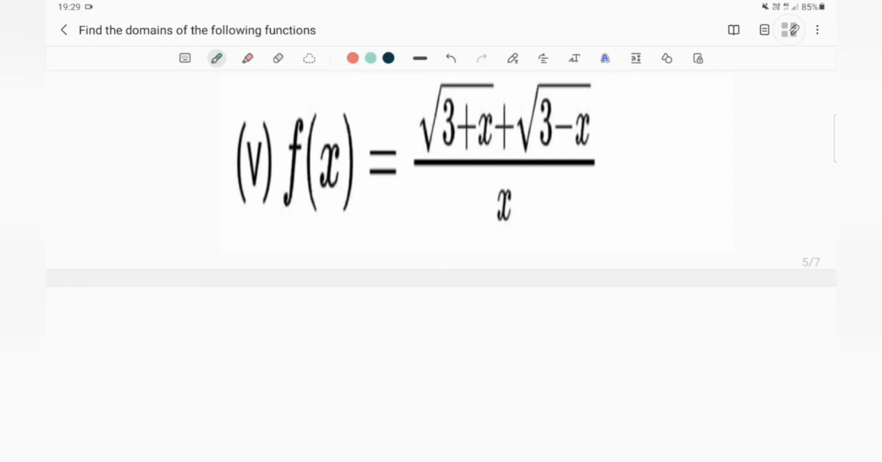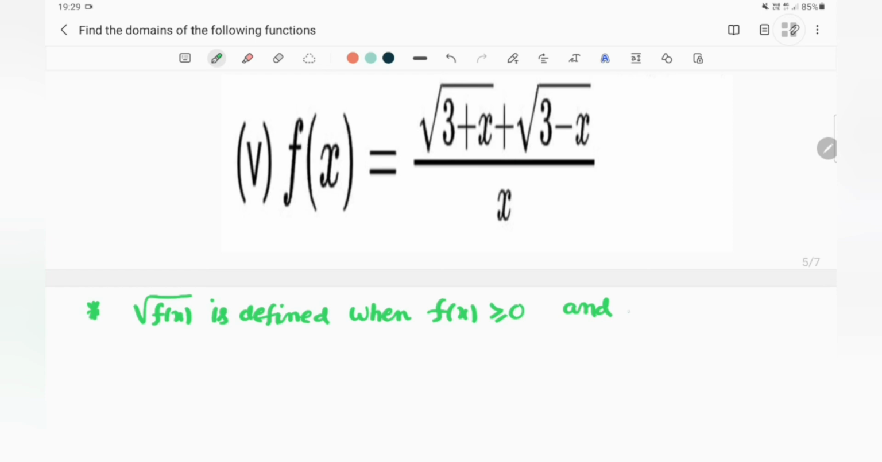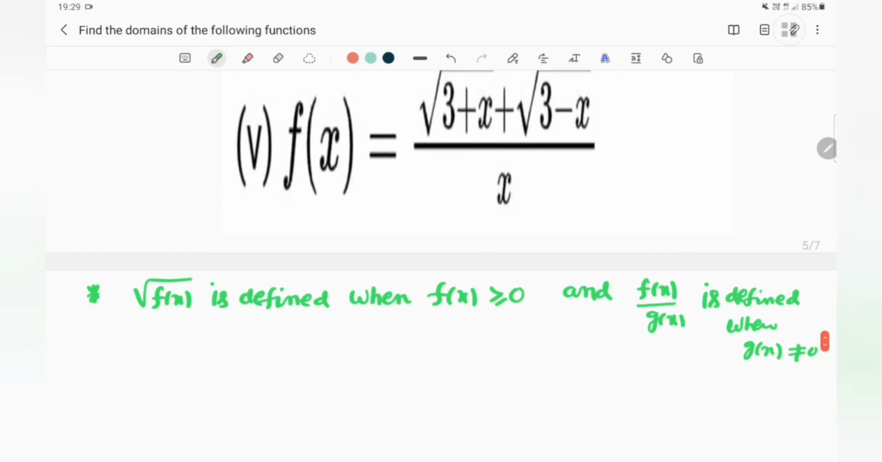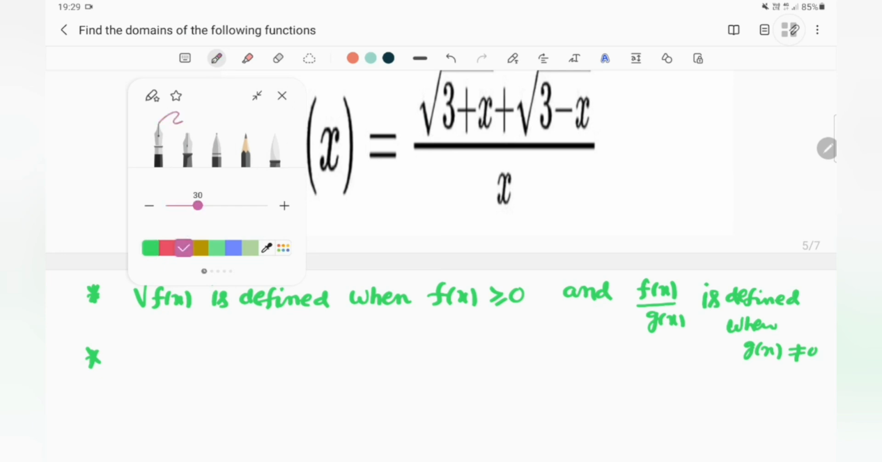See here, we know that two important points once again I am writing. A root f of x is defined when f of x is greater than or equal to 0 and f of x by g of x is defined when g of x should not be equal to 0. These two important things you have to observe, and these concepts we have to apply for the given question. See here how we are going to apply.